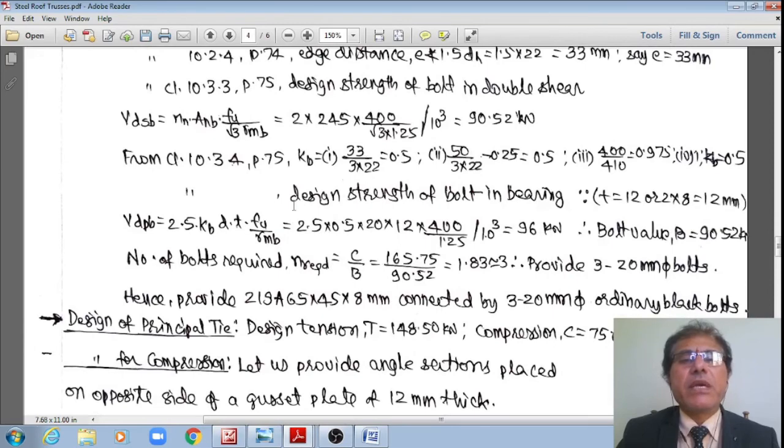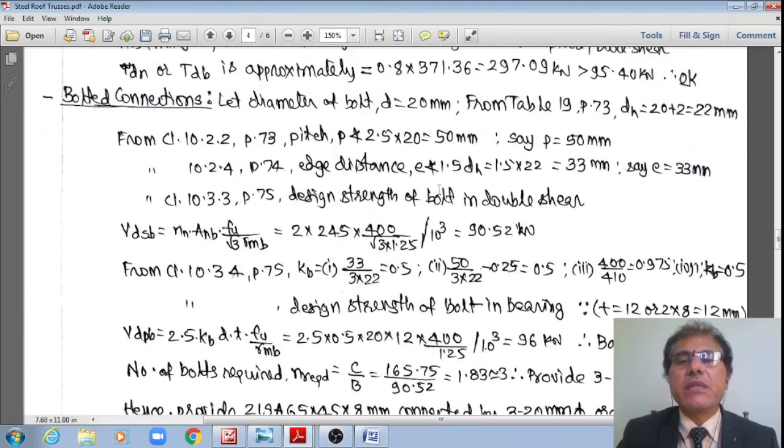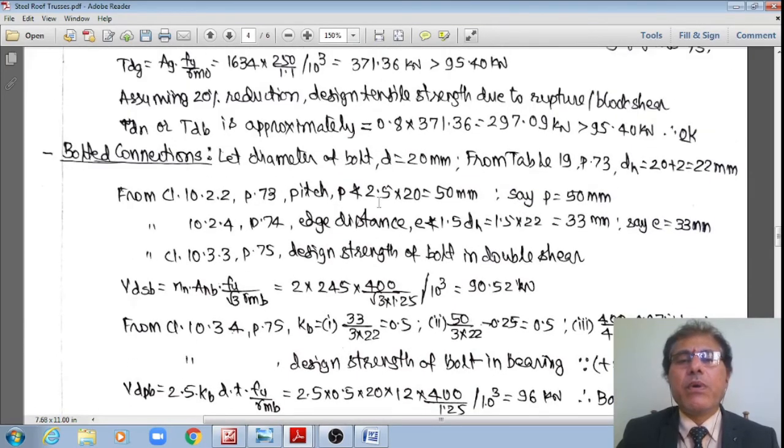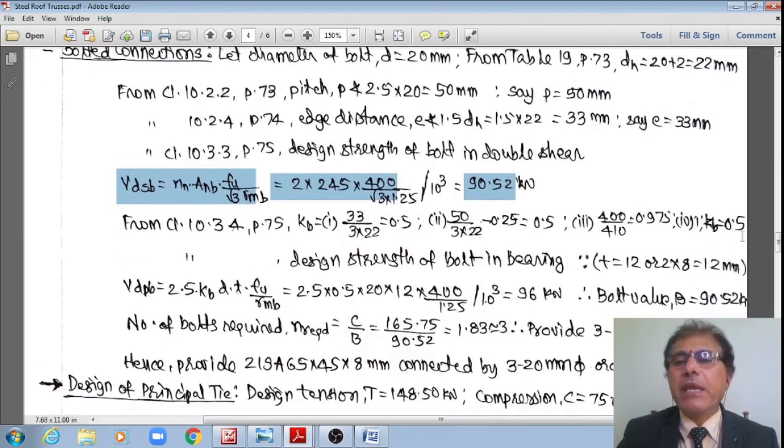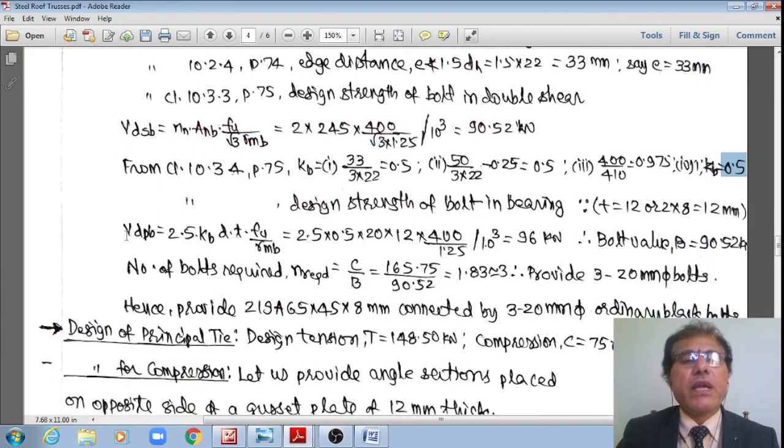Hence, for double shear, I have the design strength of these bolts in double shear, Vdsb, equal to 90.52 kilonewton, with kb worked out as 0.5. The design strength of the bolt in bearing is 96 kilonewton. Out of these two, the minimum is 90.52 kilonewton.